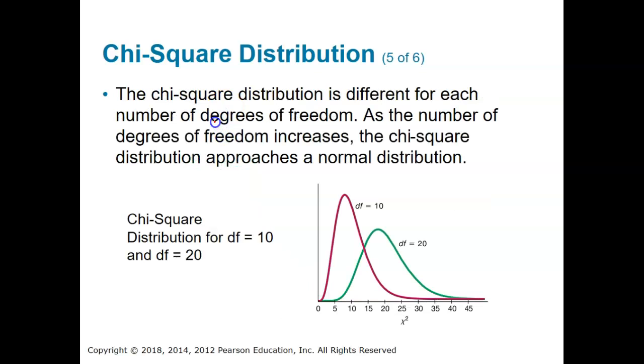Okay, so as the number of degrees of freedom increases, the chi-square distribution is actually going to get more and more like a normal distribution. So the lower the sample size and the lower the degree of freedom, the more skewed it is. But as the degree of freedom gets larger, the chi-square distribution gets more and more like a normal distribution.